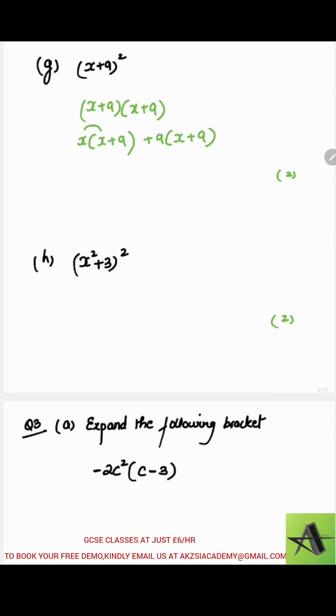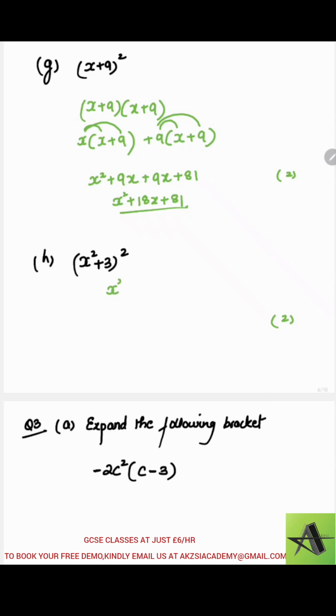So x times x is x squared. x times 9 is 9x. Plus 9 times x is 9x. And plus 9 times 9 is 81. So it's x squared plus 18x plus 81. This is the final answer. Now moving on to the next one, x squared plus 3 whole squared.